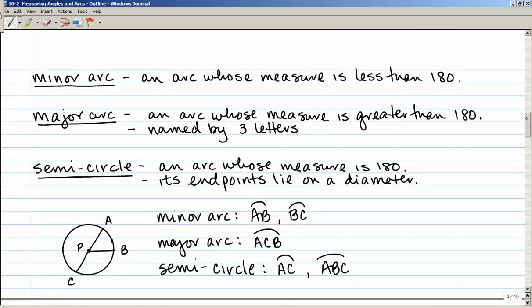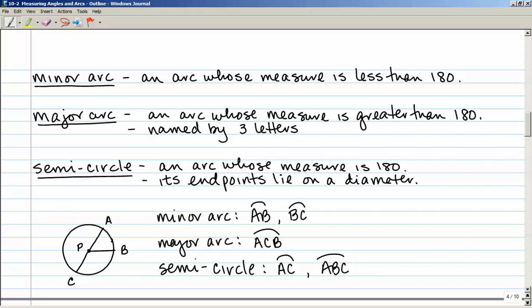A minor arc is an arc whose measure is less than 180. A major arc is an arc whose measure is greater than 180, and a major arc must always be named by 3 letters. We'll take a look at that in a minute. A semicircle is an arc whose measure is 180. Its endpoints lie on the diameter.